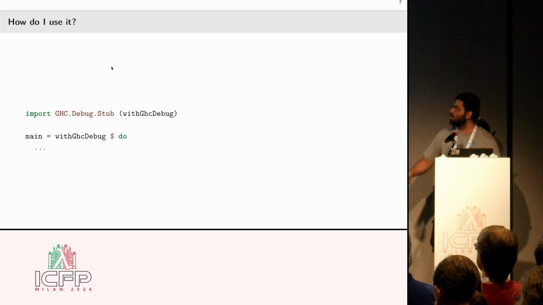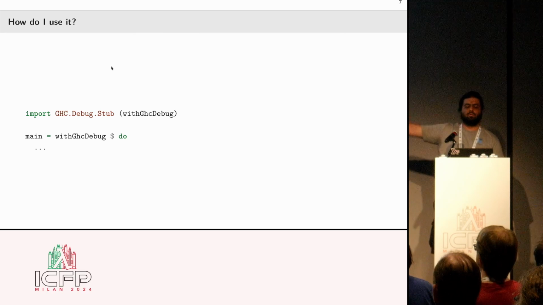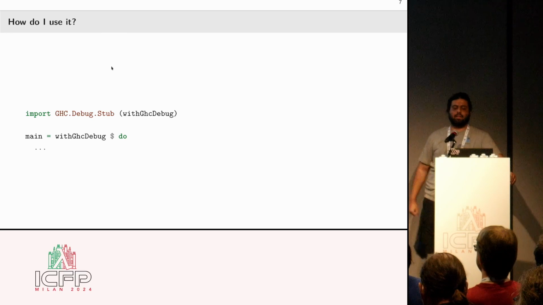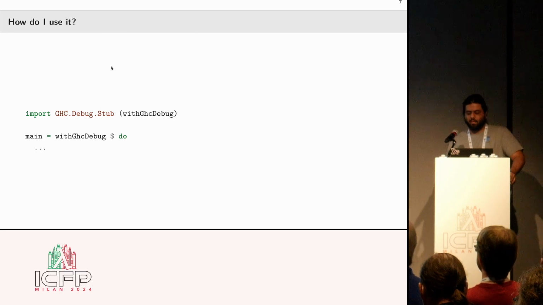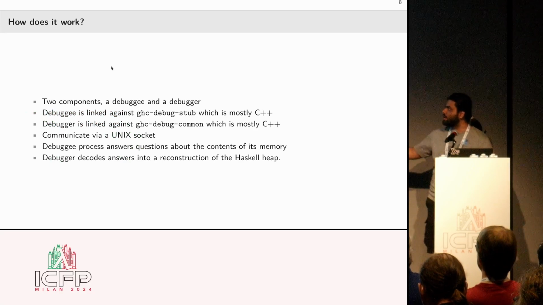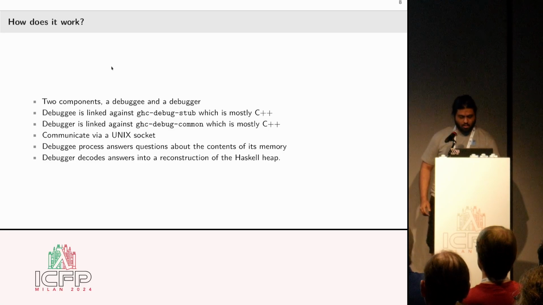So how do you use it? You have to instrument your program. You import this module from the package ghc-debug-stub, and you wrap your main in this withGhcDebug thing. And how does this thing work? You have a debuggee and you have a debugger.